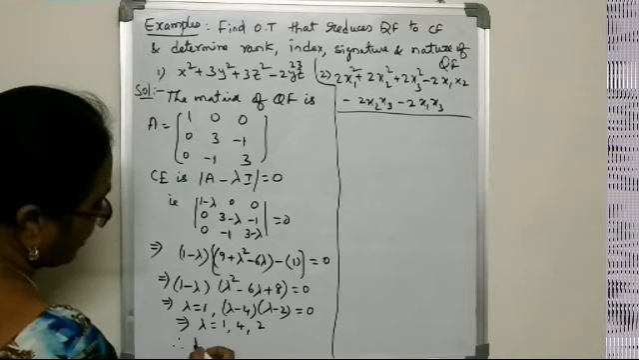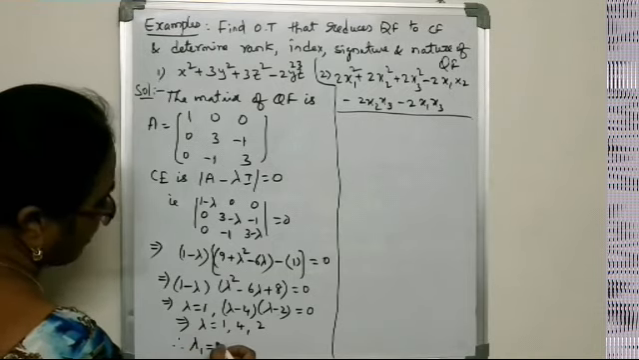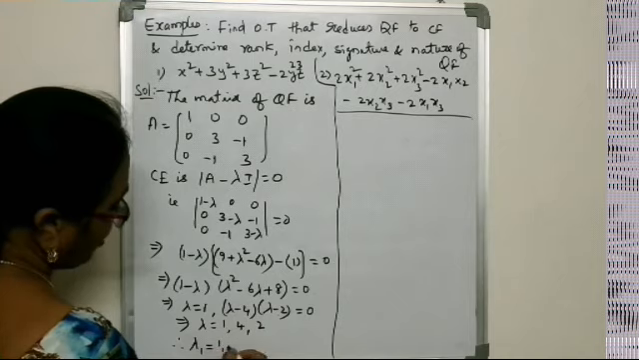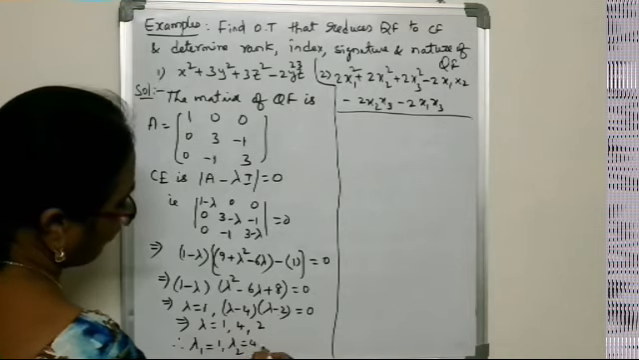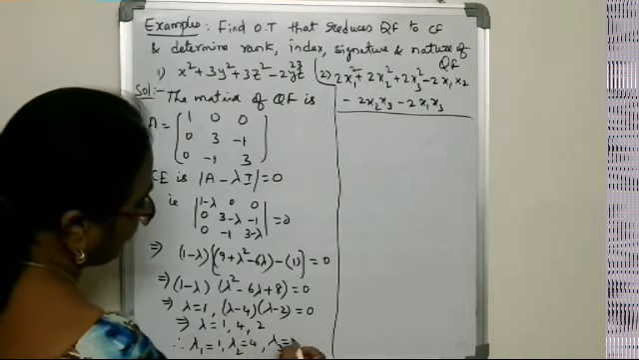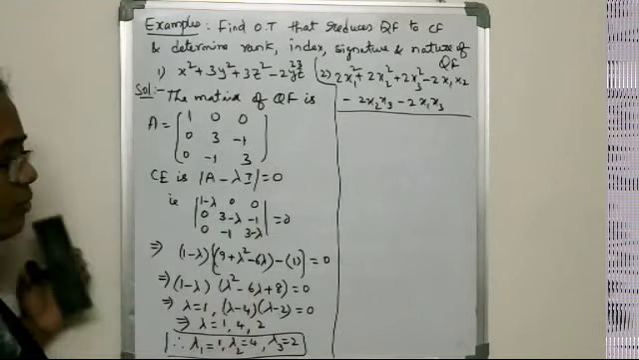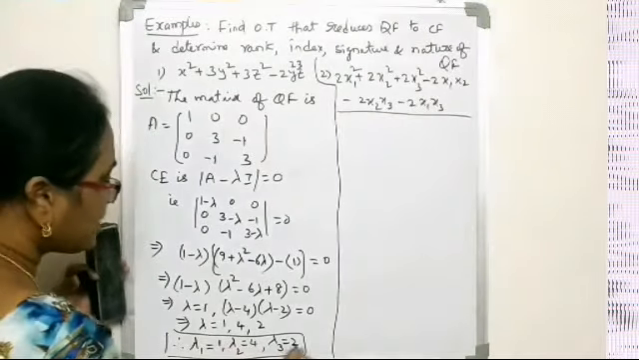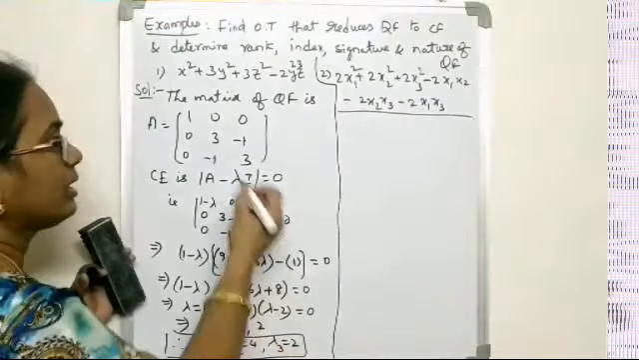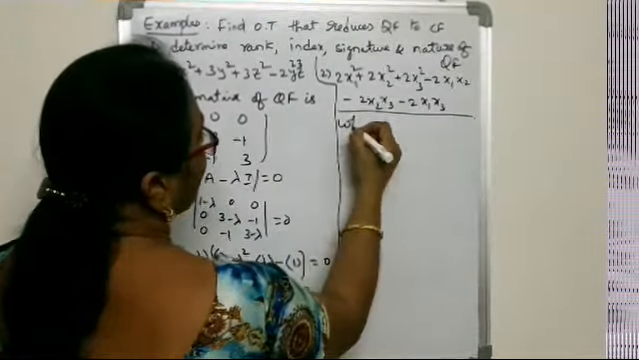Therefore the eigenvalues are lambda 1 is equal to 1, lambda 2 is equal to 4, lambda 3 is equal to 2 for the given matrix of the quadratic form. Now with these three eigenvalues we have to determine the corresponding eigenvectors, which we do here.